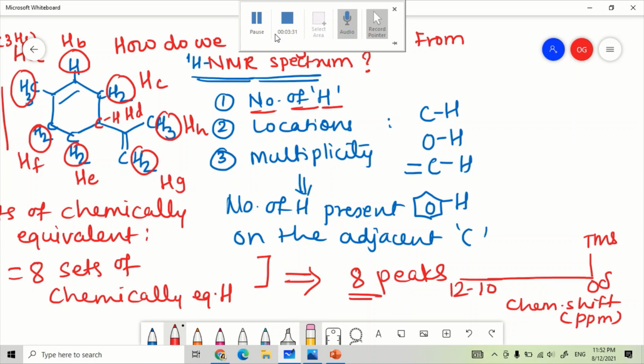So in this NMR spectrum there will be 8 peaks appearing. The number of peaks will tell me the number of sets of chemically equivalent protons present in any particular compound. Now each peak corresponds to a particular chemical shift value. That chemical shift value depends on the neighborhood of that particular proton.